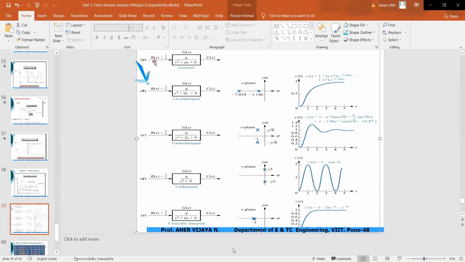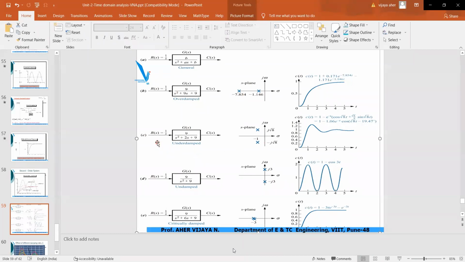This is R of s, the input. C of s is the output. The input is a unit step input, so the Laplace of unit step is 1 by s. Now, for the overdamped system, I have taken this, as shown in the summary of all 4 categories of responses. This is G of s, R of s, C of s. R of s is unit step again. Poles are located in the left half of the S plane, and these 2 are the poles. The system response is like this. And for C of t, we got this equation after simplification.